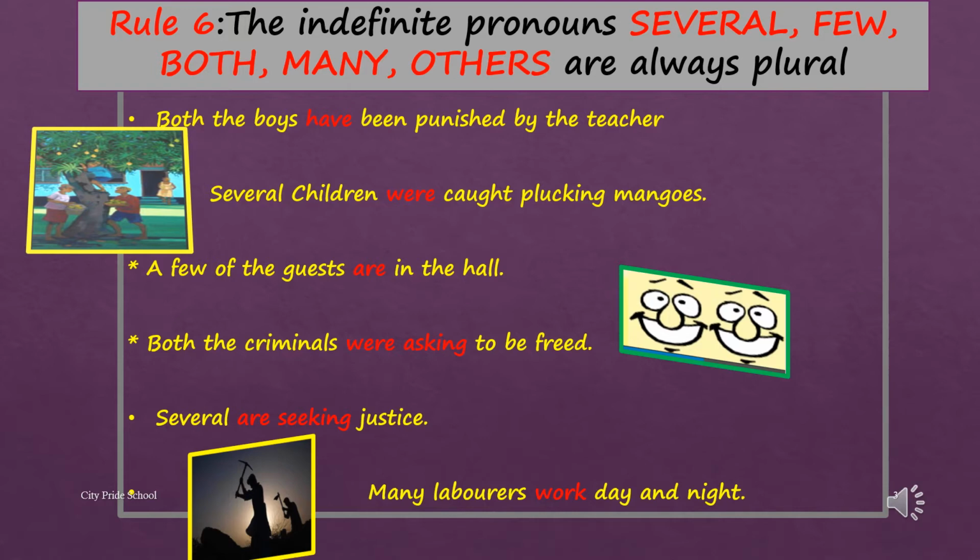Several children were caught plucking mangoes. A few of the guests are in the hall. Both the criminals were asking to be freed. Several are seeking justice. Many laborers work. Again, the plural form of the verb. So when the indefinite pronouns like several, few, both, many, others are used as the subject, we will be using the plural form of the verb.